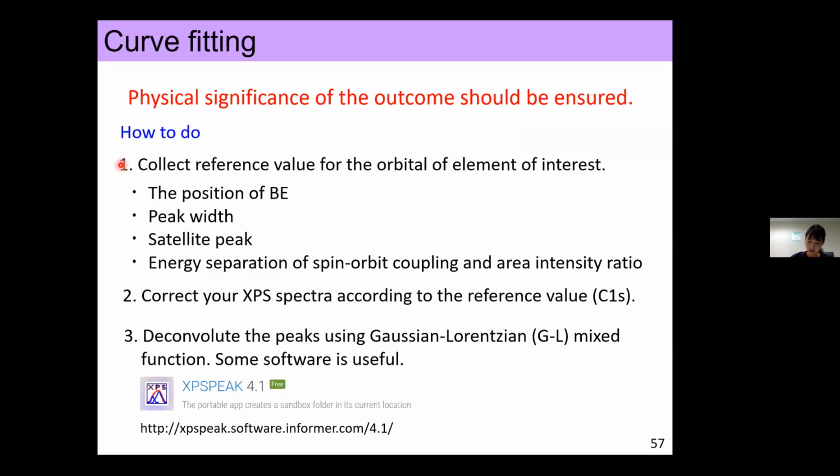How to do it? First, collect reference values for the orbital of the element of interest, including the position of BE, peak width, satellite, and energy separation of spin orbit coupling and area intensity ratio. Then collect your XPS spectra and remove the charging effect according to the reference value, such as carbon 1s. Finally, try to deconvolute the peak using the Gaussian-Lorentzian mixed function. This software is very useful. I use this one.